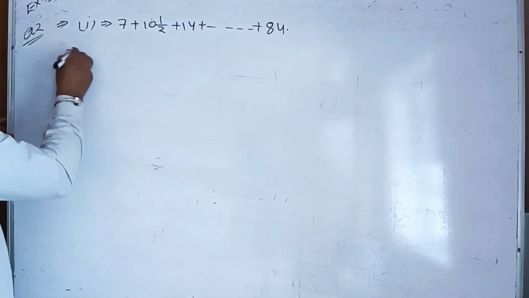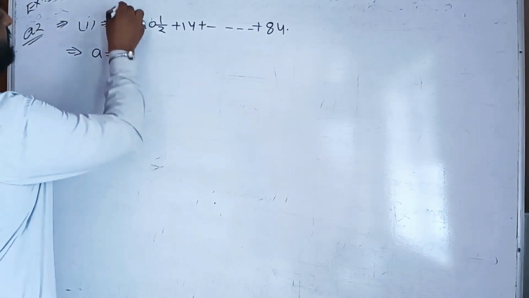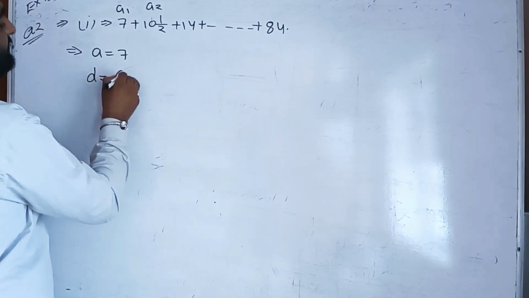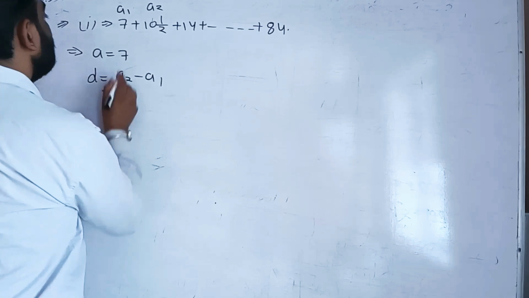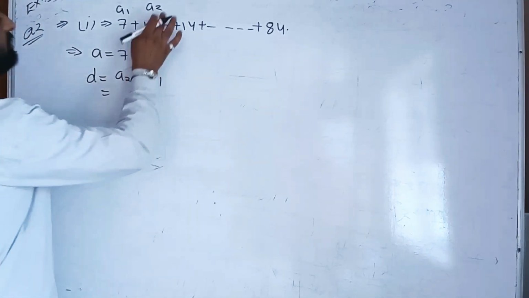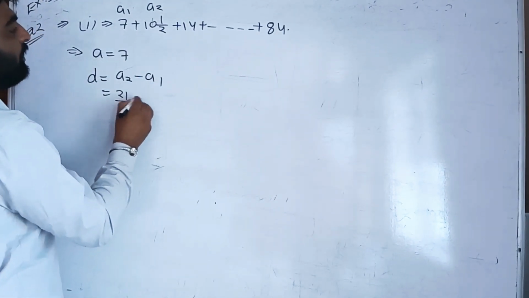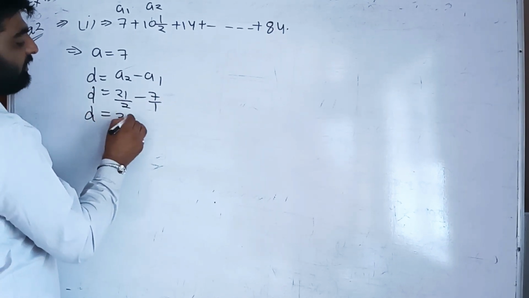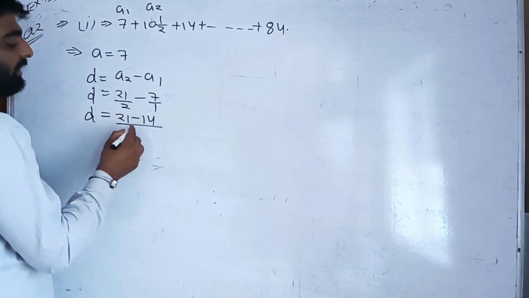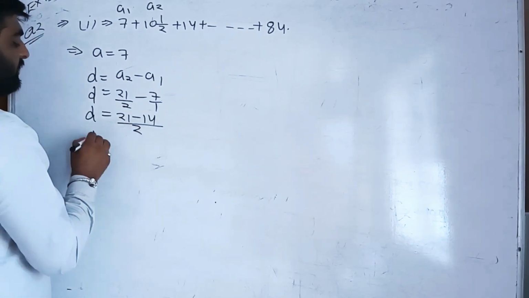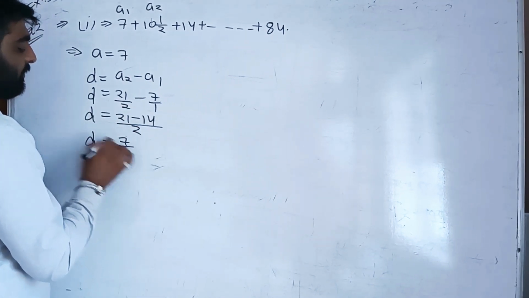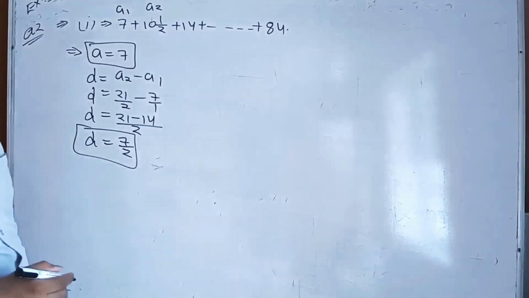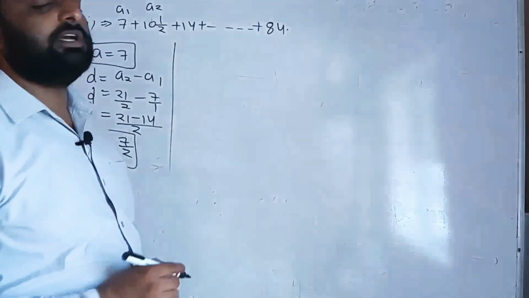So now here A is equal to 7, this is A1 and this is A2, and you have to find the D, that is A2 minus A1. If we simplify, 21 upon 2 minus 7 upon 1, that is 21 minus 14 upon 2. So D is equal to 7 upon 2, and A is equal to 7.